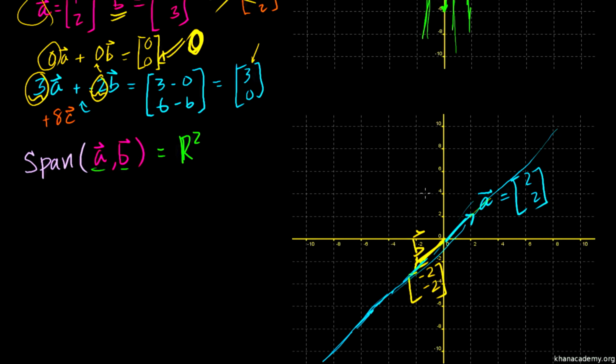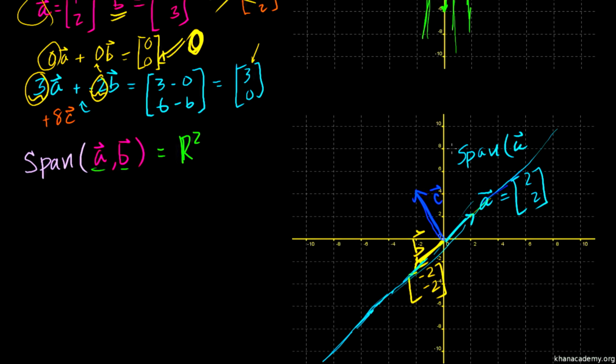There's no combination of a and b with which I could represent this vector, vector c. I just can't do it. I could keep adding, scale up a, scale up b, put them heads to tails. I'll just get to stuff on this line. I'll never get to this. So in this case, the span, and I want to be clear, this is for this particular a and b, not for the a and b.